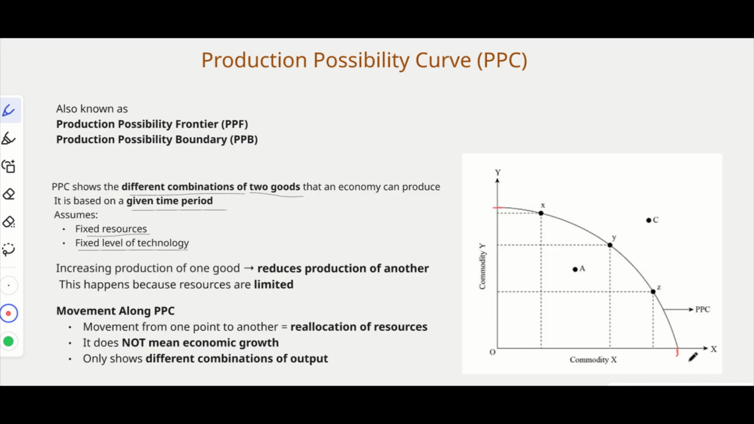Okay, once we draw the curve, we can see a lot of things on the curve, right? So let's see what they are. Increasing production of one good reduces the production of another. Let's see how that happens. We already mentioned that when there is no production of commodity X, we can produce this much quantity. Let it be 100. So 100 quantities of commodity Y. And for commodity X, if there is no production of commodity Y, we can produce around 80 quantities of commodity X. So that is the maximum that can be produced with the full resources. Just keep that in mind.